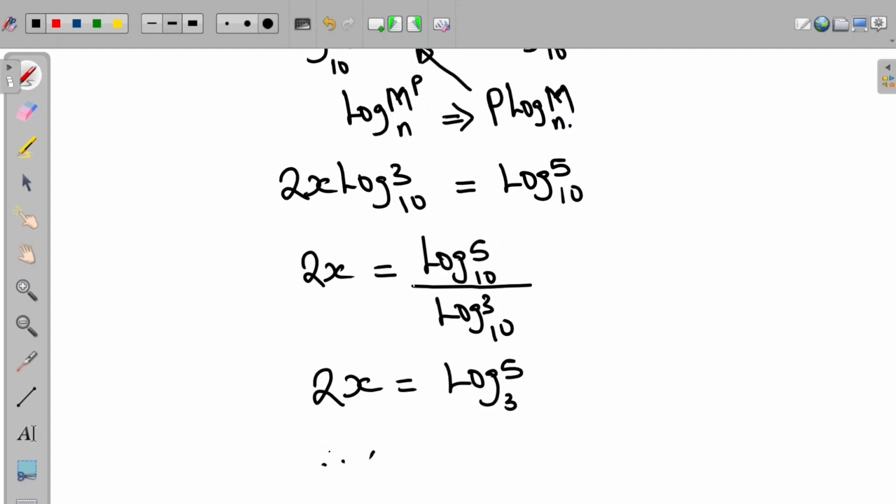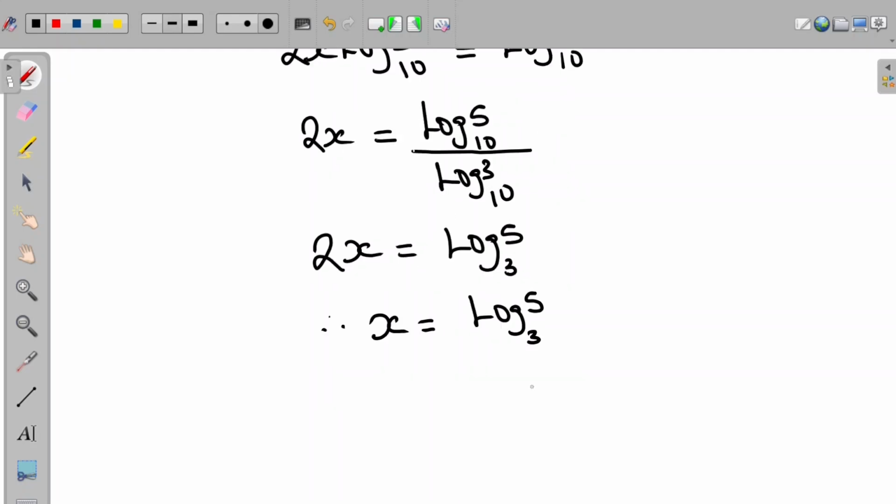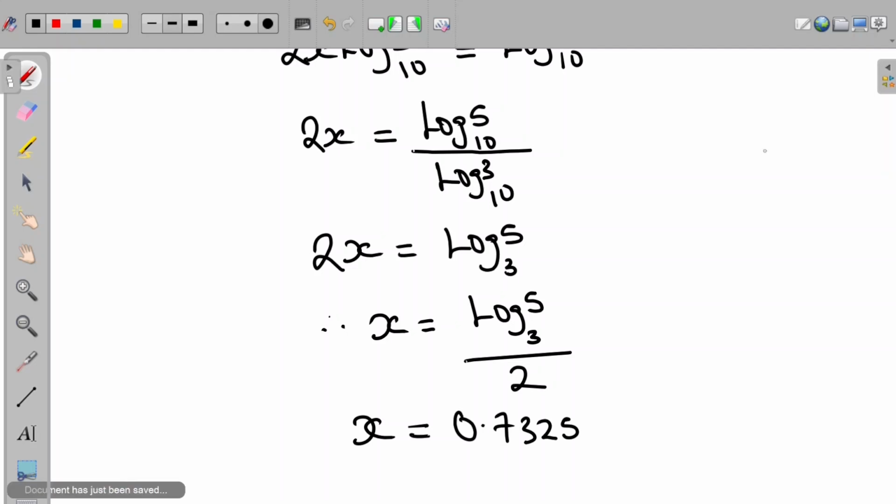So therefore, x is equal to log 5 to base 3 divided by 2. And if you punch your calculator, x is equal to 0.7325. Now let's check if our answer is correct.